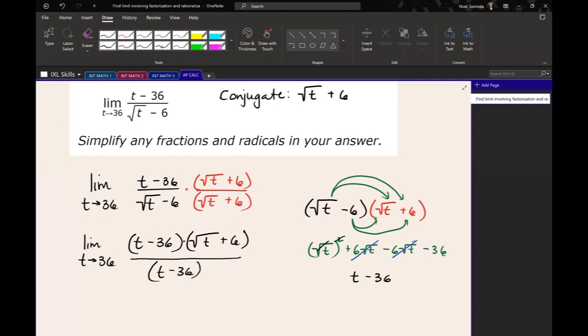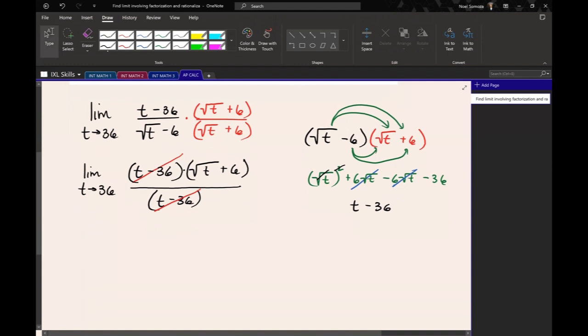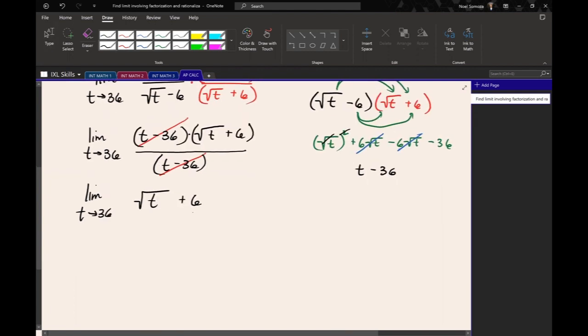And guess what? This is why I did not distribute the numerator. Because now look at what I have. I have this common term in the numerator and denominator, which is t minus 36. So what happens with these terms? They divide each other out. And what we're left with is the limit as t goes to 36 of the expression square root of t plus 6. So now the denominator does exist. Right now it's just all over 1, but we don't really even need to see that, because the only term that we have left is in the numerator.